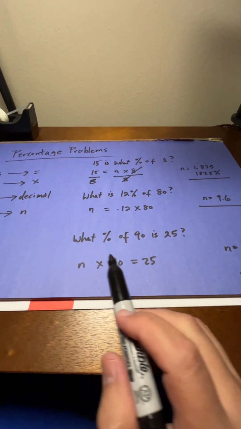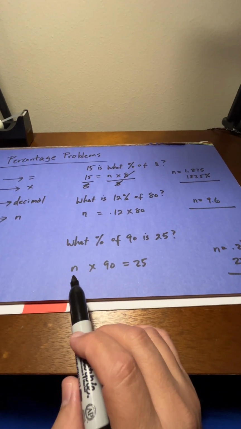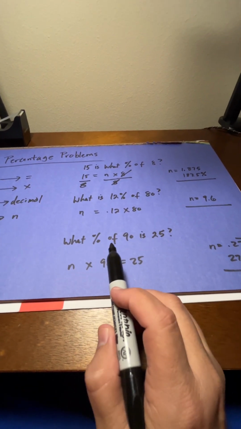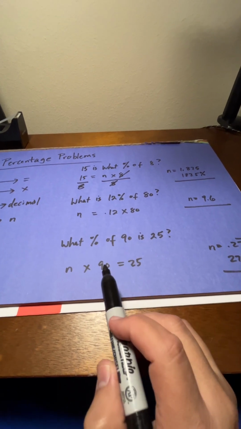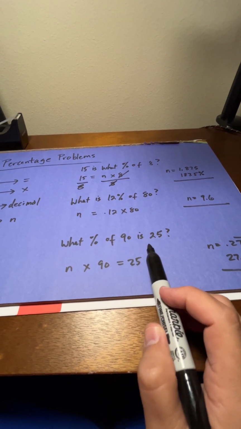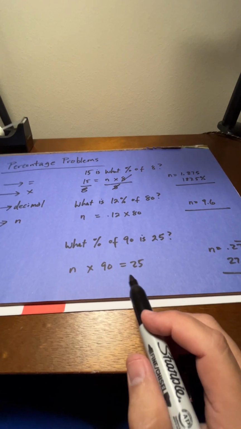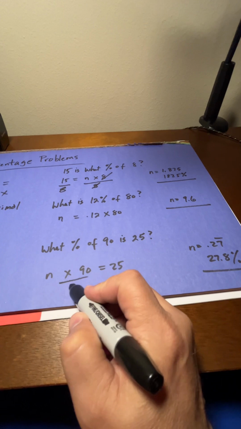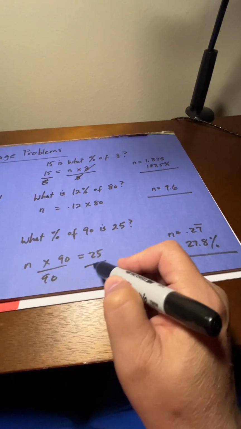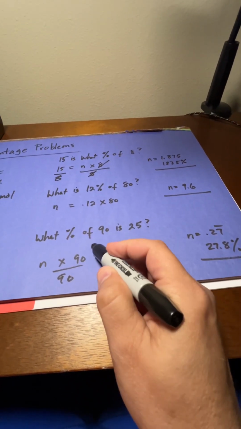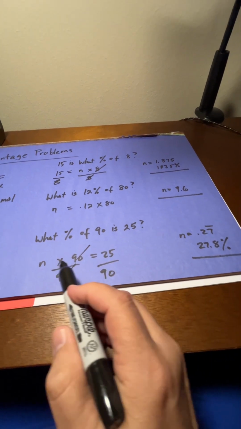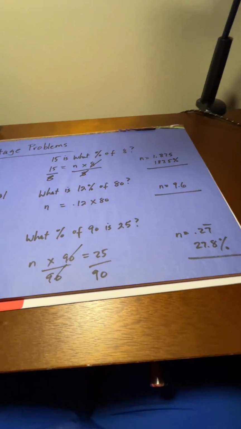Let's consider this last one. What gets translated as n? Of means multiply. 90 is 90, is means equals, 25 is 25. So I have this equation. N times 90 equals 25. So you divide both sides by 90. That's how you get rid of multiplication in a little pre-algebra problem. So n is 25 divided by 90.